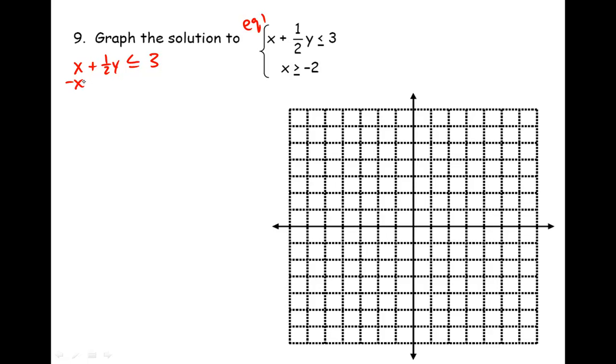So to do that, I subtract x from both sides. And then I multiply both sides by 2 to get rid of the 1/2. So I get y is less than or equal to negative 2x plus 6. Now that I'm in slope-intercept form, it might be easier to graph. My y-intercept is at positive 6.